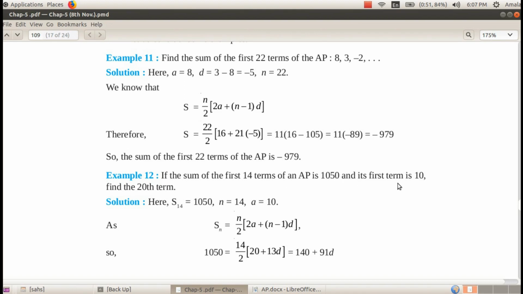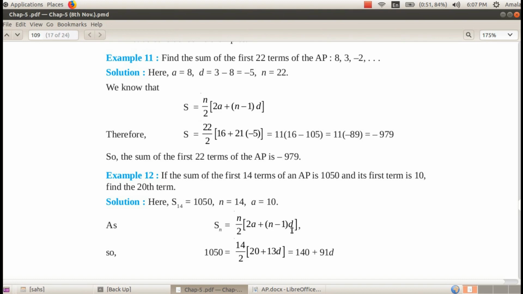Next example. If the sum of the first 14 terms of an AP is 1050 and its first term is 10, then find the 20th term. Read the question 2-3 times. It is given the sum of the first 14 terms, that is S14. S14 equals 1050. Number of terms 14. First term 10. The last term they didn't give. So Sn equals n by 2 into 2a plus n minus 1 into d.